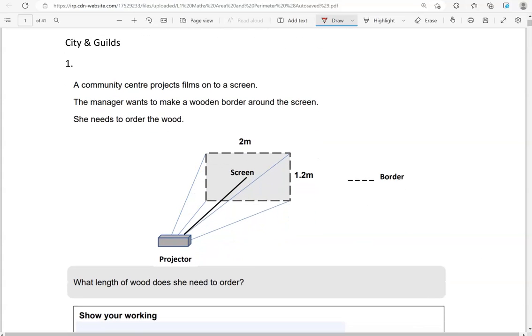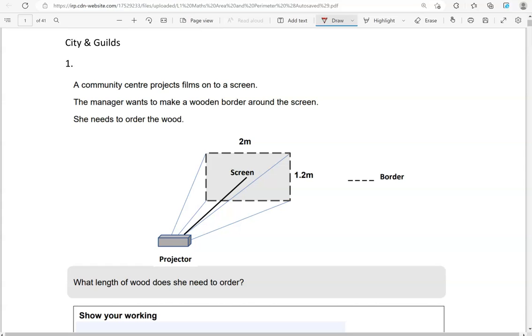Here is the first one. A community centre projects films onto a screen. The manager wants to make a wooden border around the screen. She needs to order the wood. What length of wood does she need to order? Show your working.